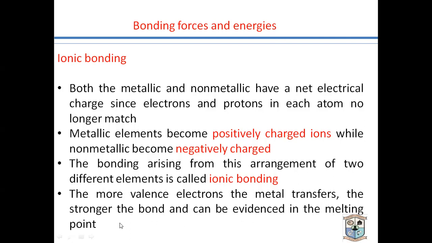So if you have a metal that is giving up 3 electrons to form a bond, that bond will be much stronger than a bond that is, for example, the example that we just looked at, sodium and chlorine. Sodium just had to give up 1 electron in order to form that bond with chlorine. It won't be as strong as a bond where a metal, for example aluminium, gives up 3 electrons in its outermost shell. And that is also evidenced in the high melting point.